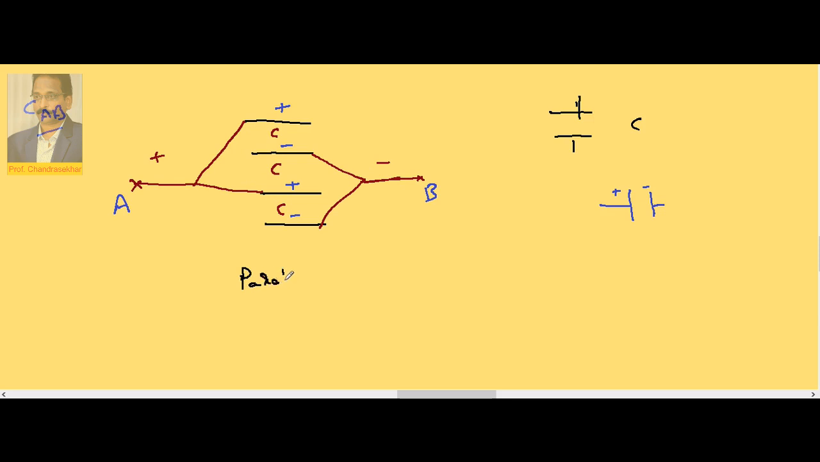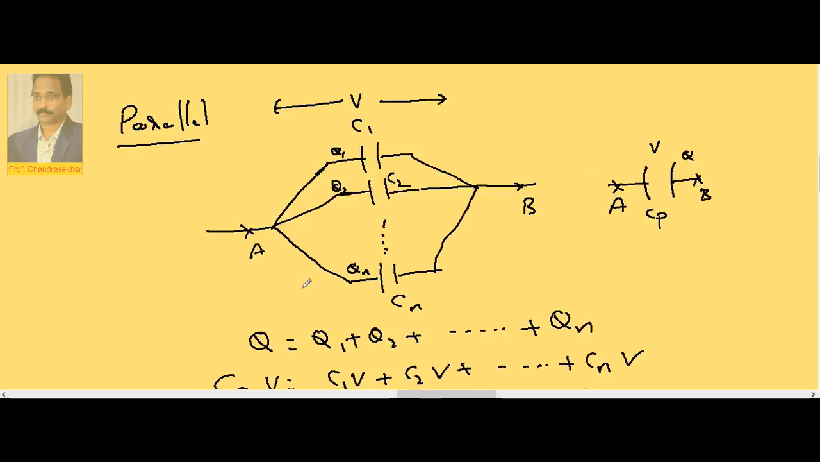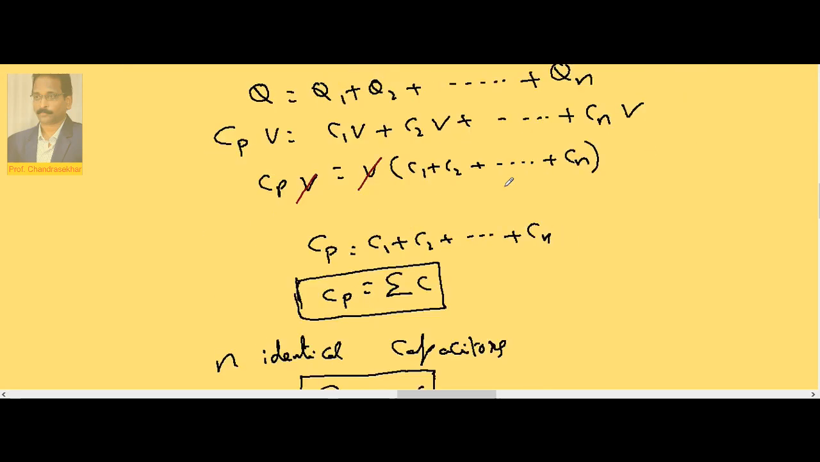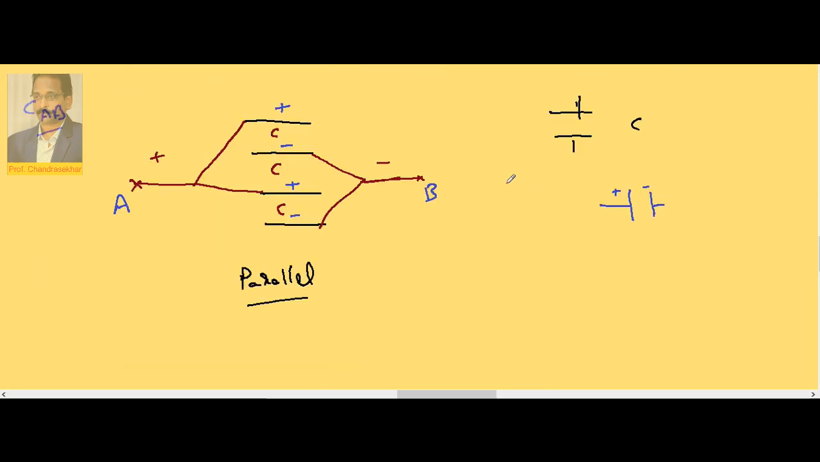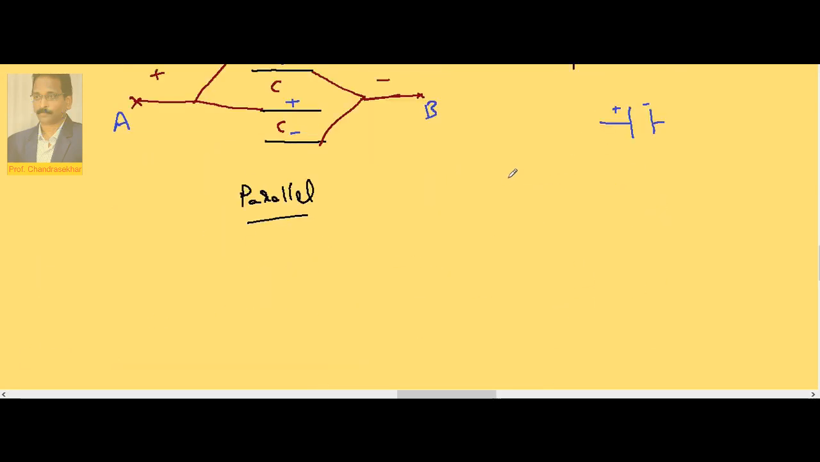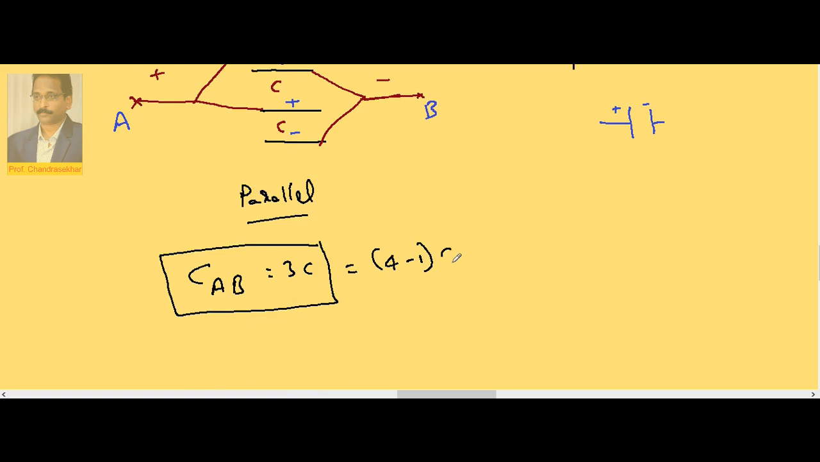This arrangement is called parallel arrangement. In parallel combination only, all positive plates are connected to one end. See, all these sides are connected to A, these sides are connected to B. This kind of arrangement is what we call parallel arrangement. Therefore, the equivalent capacity between A and B becomes 3C. Since I am using 4 plates, I got 3C. That means 4 minus 1 into C.